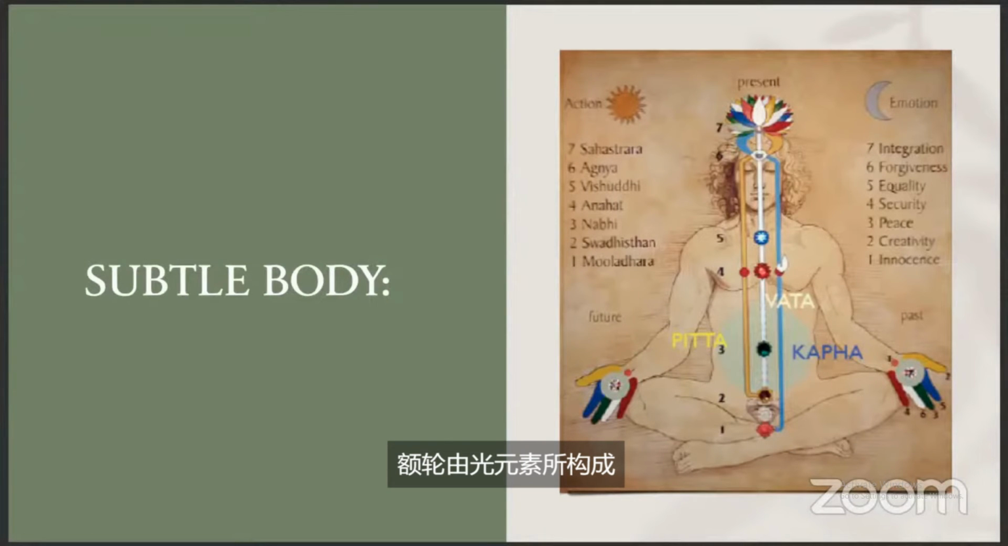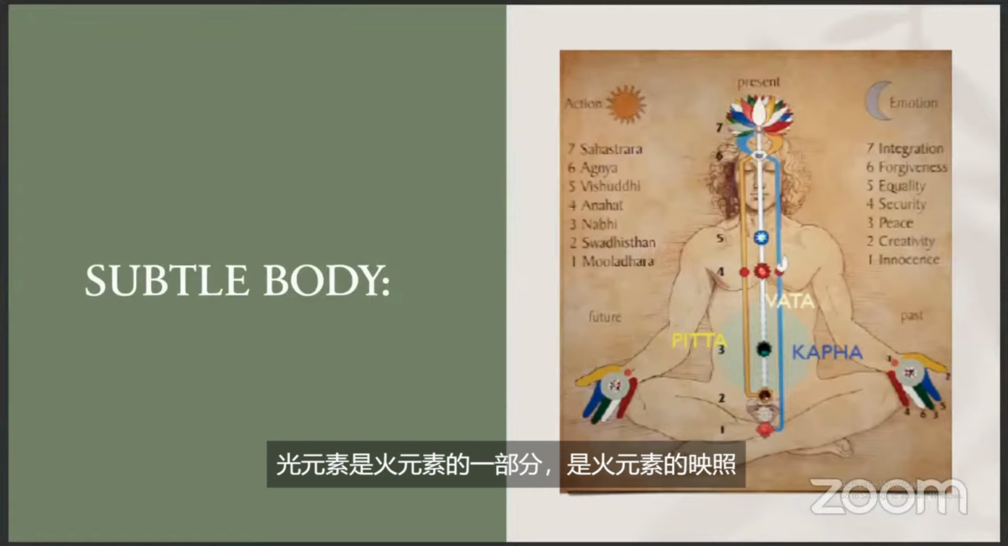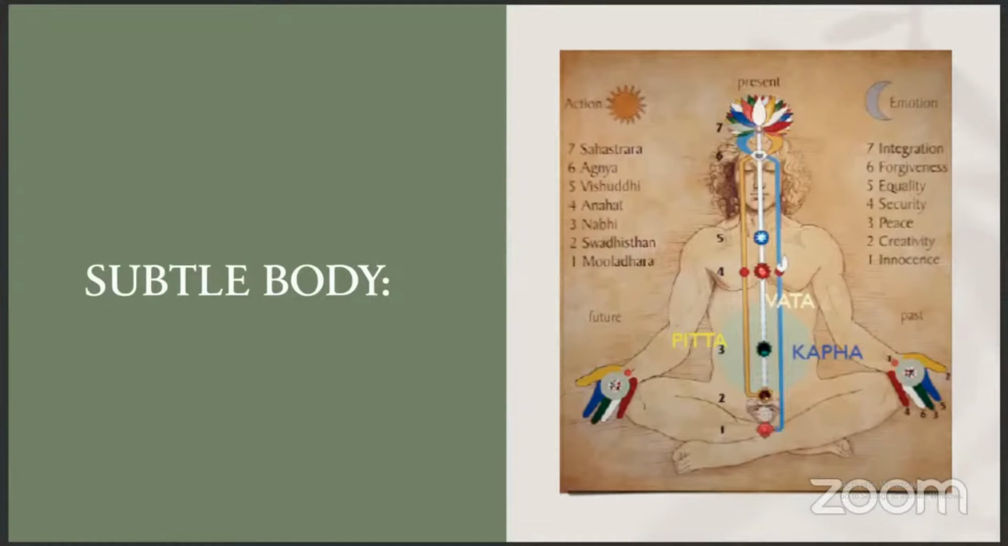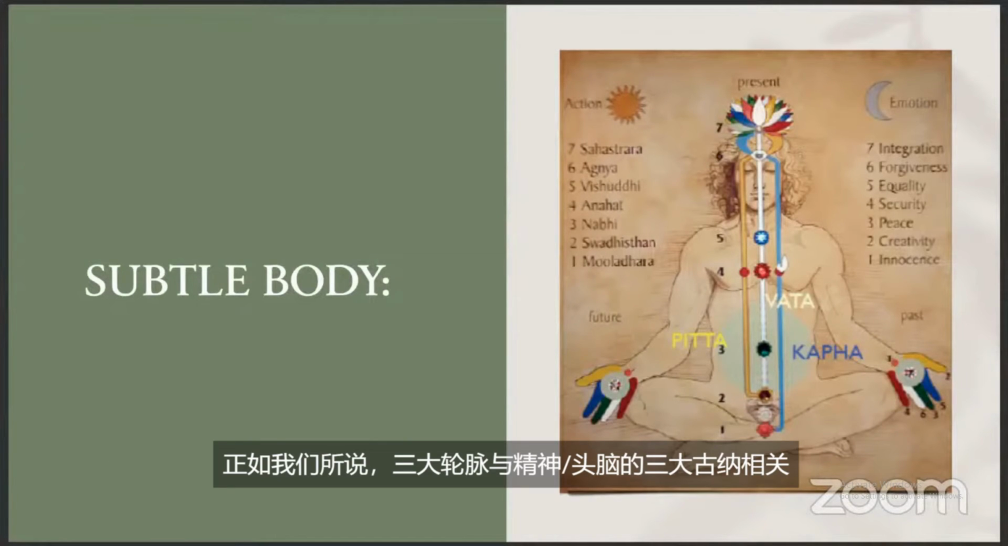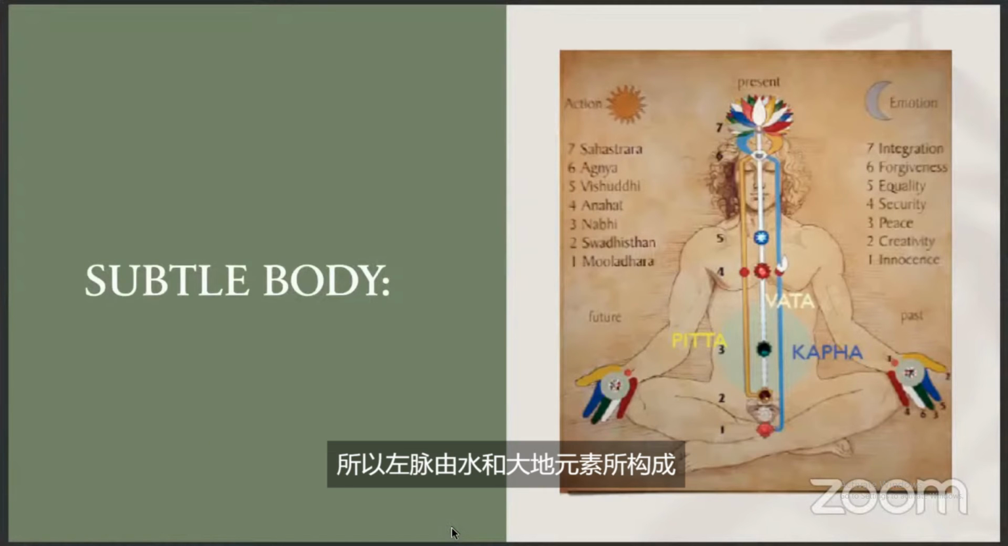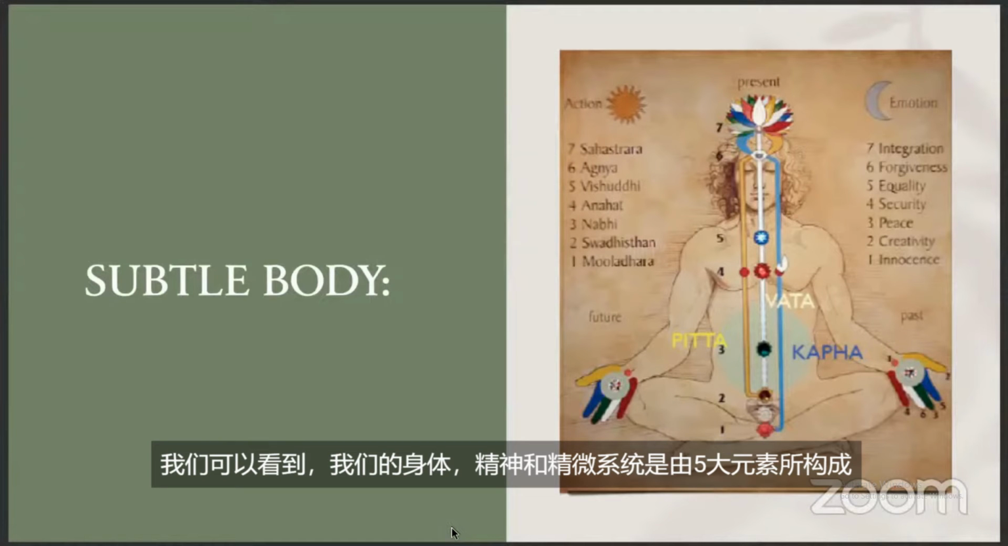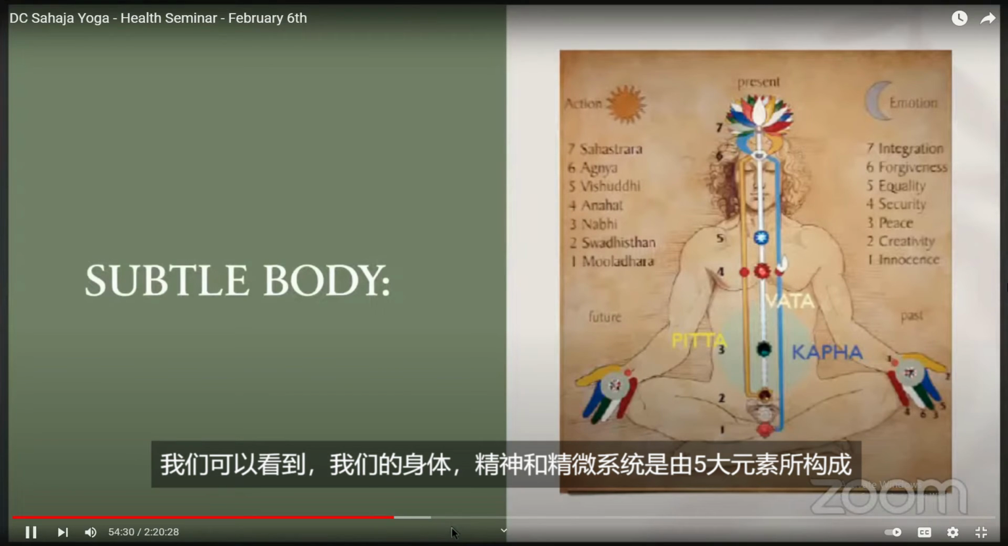Ajna chakra is the light element, which is a reflection, a part of the fire element. And then Sahasrara, the chakra of integration, has the essence of all 5 elements. And as we said, the 3 channels are related with the 3 gunas of the mind. The left channel is made up of water and earth element, the right of fire, and the central one of air element. So as we can see, our physical, mental and subtle body is made up of 5 elements.